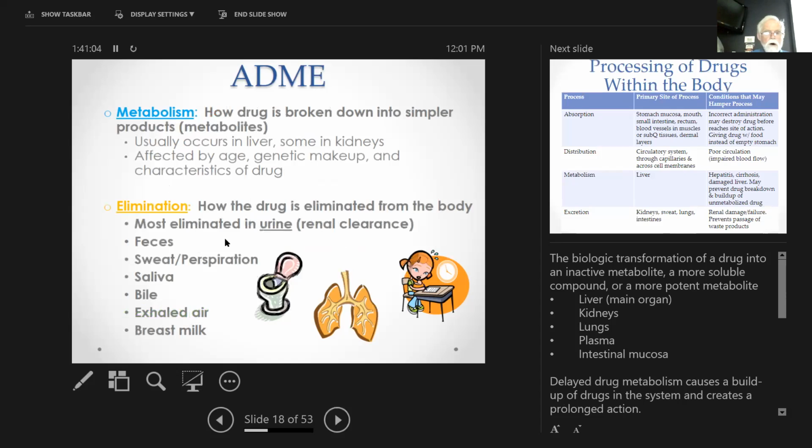Elimination, most of them are eliminated by the kidneys. The next most common is through feces, and then everything else, sweat, saliva, going out as bile itself, or exhaled air, or through breast milk in lactating mothers. That's why you will often see a warning about a drug not to take it if you are lactating, because then you're dosing your baby. Don't want to do that. So that's that process.